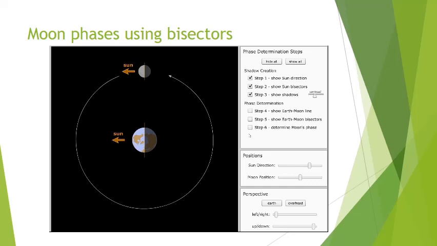Now the question is, what would this moon phase look like if viewed from the earth? So what we have to do now is create a line that connects the moon and the earth, and now we're going to create bisectors. By creating this little bisector on the moon, we are now seeing the half of the moon that is facing the earth. We're not going to see the back side of the moon when viewed from the earth perspective. We're only going to see the side of the moon that is facing the earth.